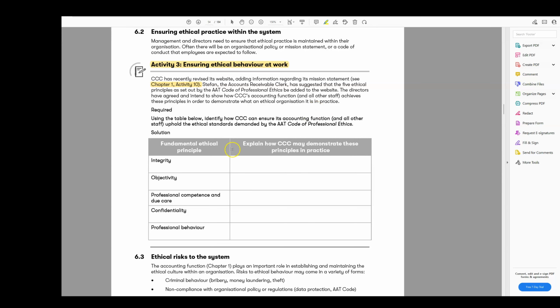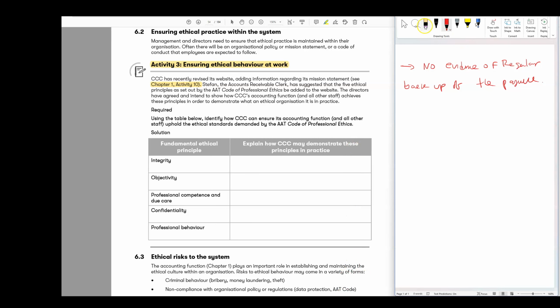So we need to state the fundamental principle of ethics: integrity, objectivity, professional competence and due care, confidentiality, and professional behavior, and explain how CCC may demonstrate this principle in practice. So we can explain that. First we need to read chapter 1, activity 10, and from there we can find the issues, if we have any. But the question says explain how CCC may demonstrate this principle in practice, so you can actually write some general answer as well. Let's see if we can write something.